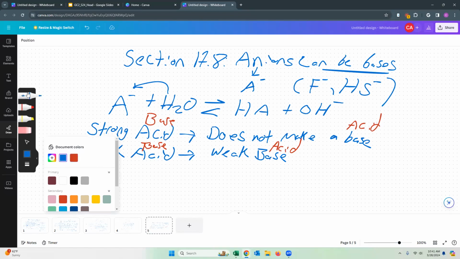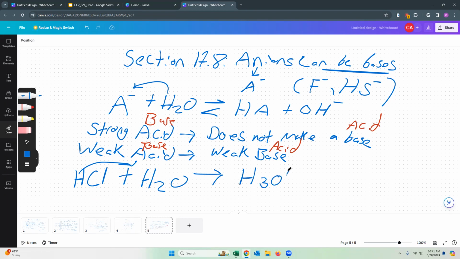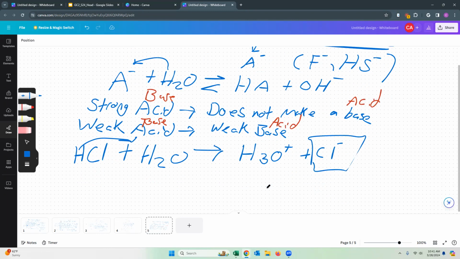So let's start with a strong acid to see how this is going. Our strong acid is HCl. And HCl, we're going to interact with H2O like we've seen to make H3O plus and Cl minus. All right, so we have an anion, Cl minus. So the question is, will this anion be a base? That's the question we're asking.